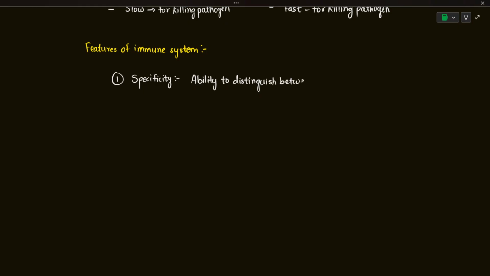between closely related molecules or closely related pathogens, or whatever type of antigens the immune system is reacting with. The specificity is divided into two types: one, broad range specificity, and the other, narrow range specificity.